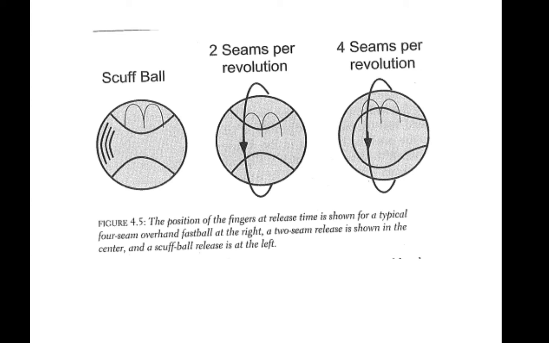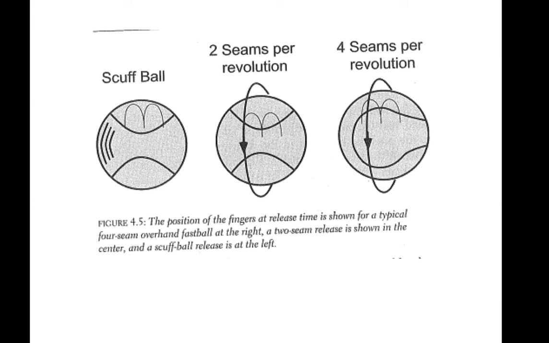It turns out that a four-seam fastball interacts with the air in a uniform manner. So a four-seam fastball is going to show a Magnus effect, but it's going to pretty much go straight. So the fastball is going to come in, and it will, of course, drop some over the course of its flight, but it will not tend to dart left or right. That is the case with a two-seam fastball.